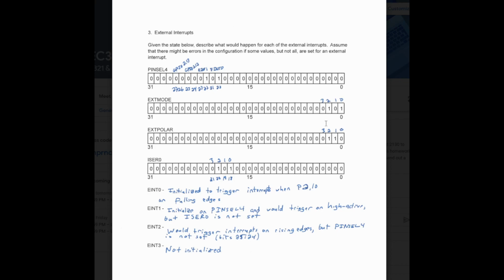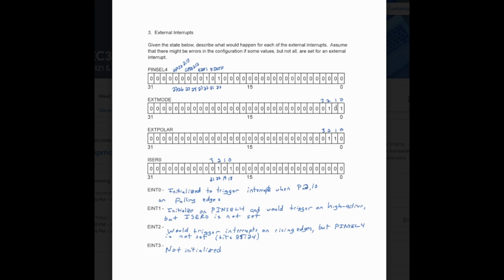So we know that EINT0 is edge sensitive, EINT1 is level sensitive, EINT2 is edge sensitive, EINT3 is level sensitive, if it's initialized. Moving on to XPOLAR, that's going to tell us something depending on what XMODE was set to for that particular pin, for that particular external interrupt. So bit 0 is a 0. Combined with XMODE, that means that EINT0 is edge sensitive and it is falling edge sensitive.